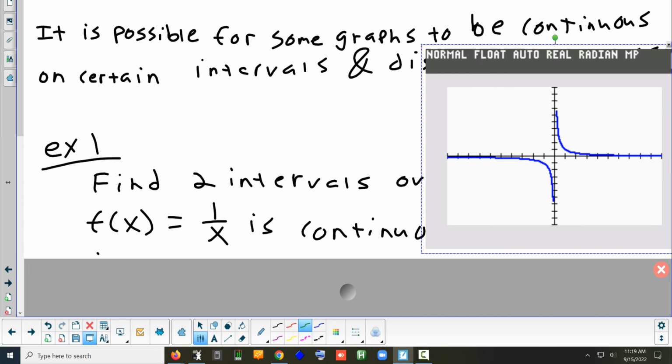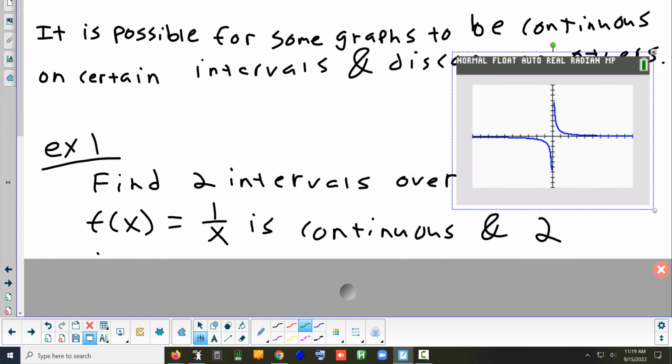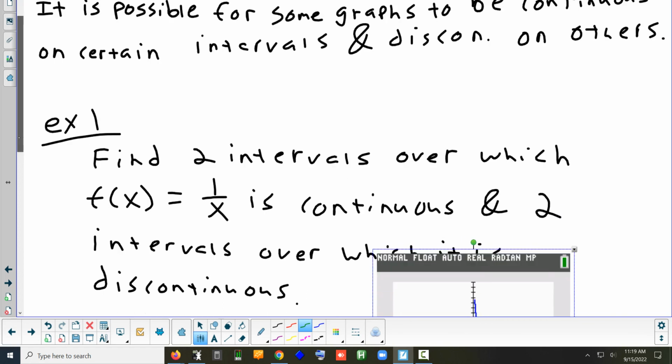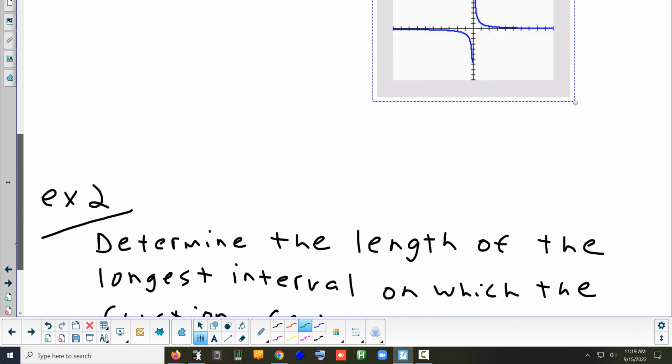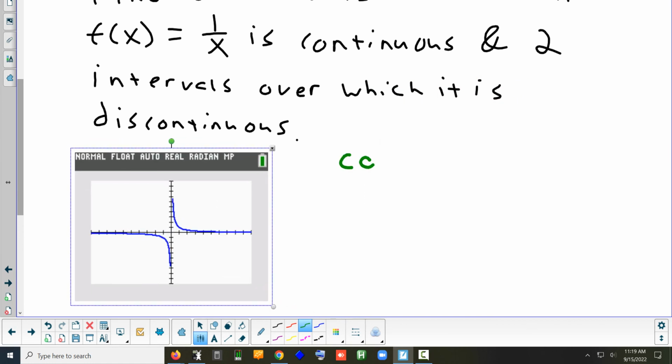It's very steep. So what I want to do is look at this graph and find 2 intervals that are continuous and 2 intervals that are discontinuous. So what I'm looking for you to name is a starting point and a stopping point that I could trace from without lifting my pencil first. Could someone give me a starting x value and an ending x value?